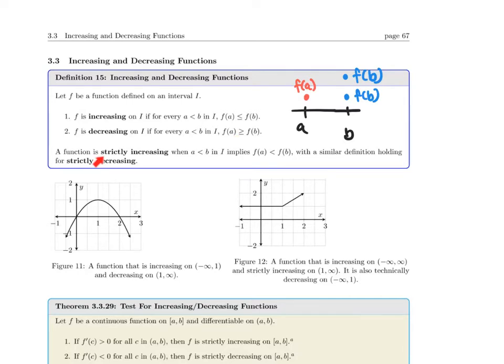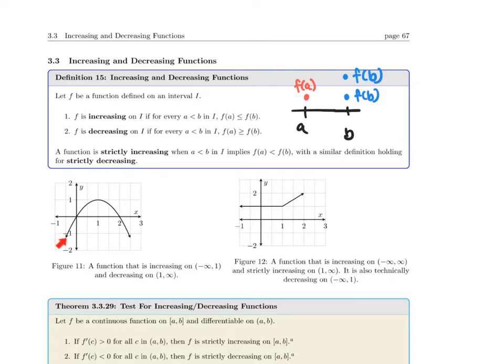We have a different definition for strictly increasing. So strictly increasing just removes that equal to part of the inequality. So f of a has to be strictly less than f of b. And similar for strictly decreasing. So just taking a look at a couple examples.